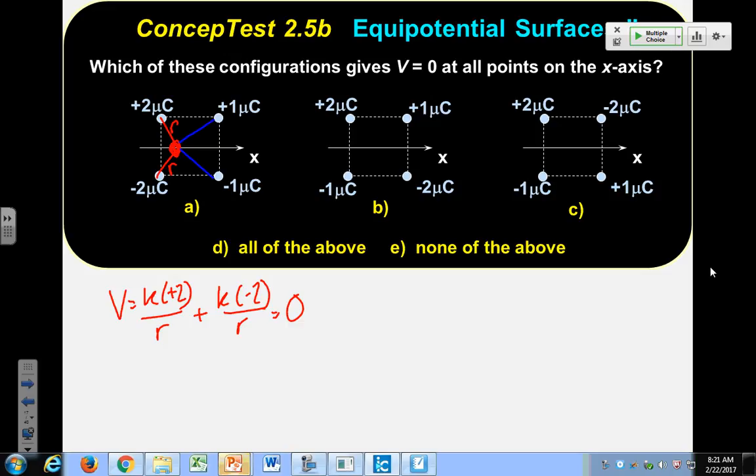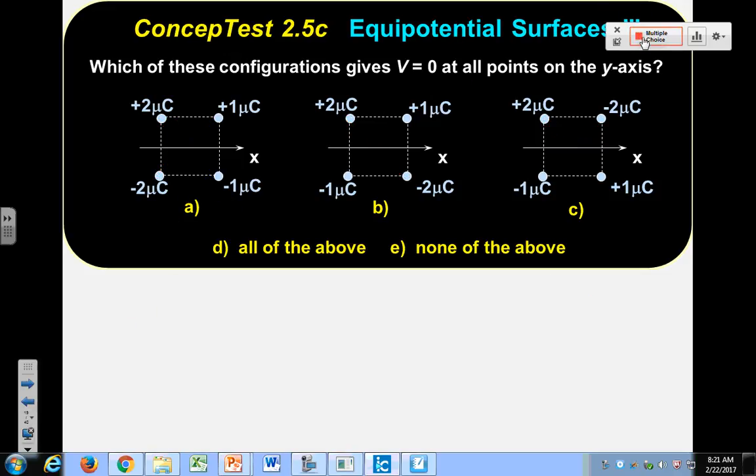But if you look at the other ones, they don't do that. So right here, I'm close to that, but I'm far away from that. So my potential is going to be more positive than it is negative due to those charges. Now there is one point where V equals 0, and that's right there, where I'm right in the middle of the x-axis. And a similar thing over here. Notice these distances are different, so their potential doesn't cancel out.